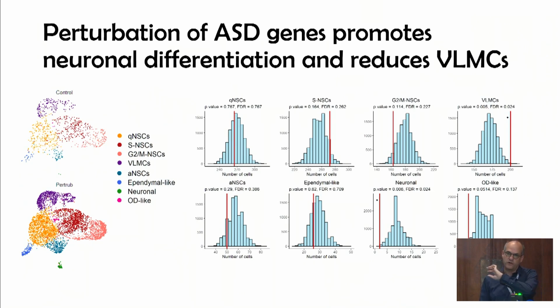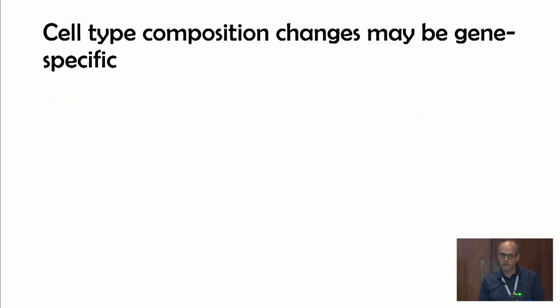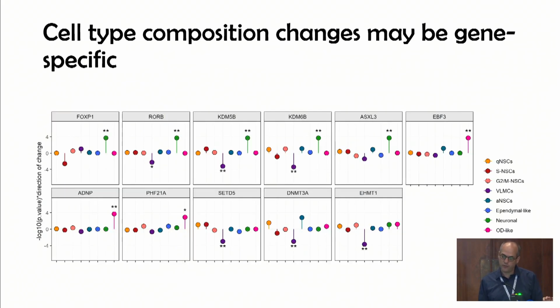But this is over all the autism genes, but we do see specific effects for different genes. Here is an example. You can look at, for example, KDM5B goes with the trend of increased neuronal cells and decrease in VLMCs, but other genes that I've mentioned, like ADNP, we see actually increase in oligodendrocyte cells. So we can use these cell composition changes to cluster the autism genes into different groups.